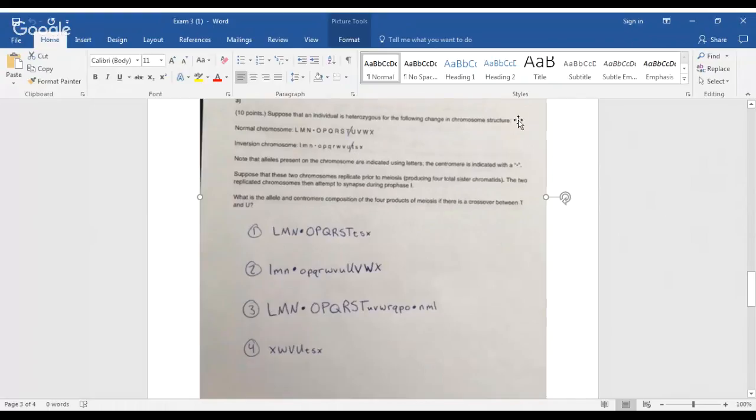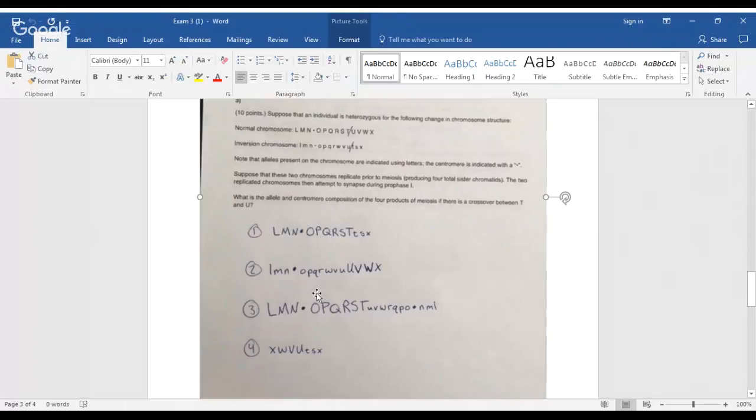That's what I did here. And so you see what I did? If there's a crossover between T and U, draw a line between T and U to tell you where that crossover is going to be. It jumps over to this side, and vice versa. And that's how we get these 4 products.